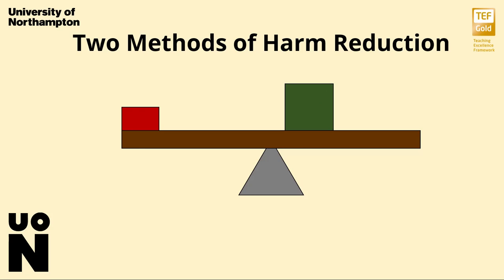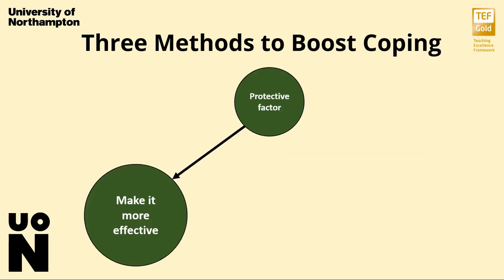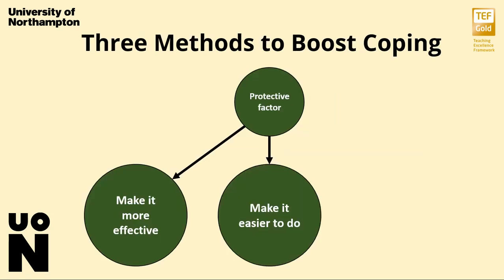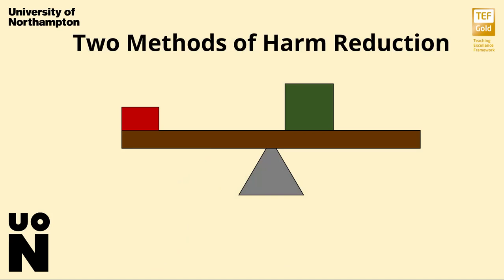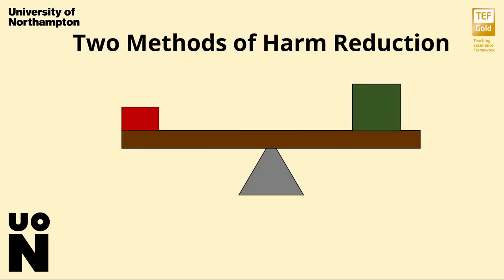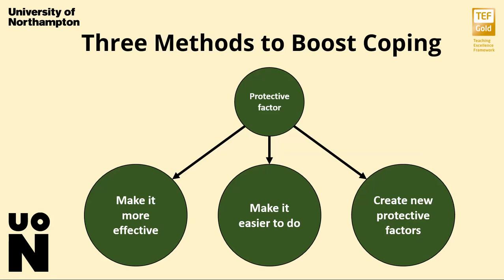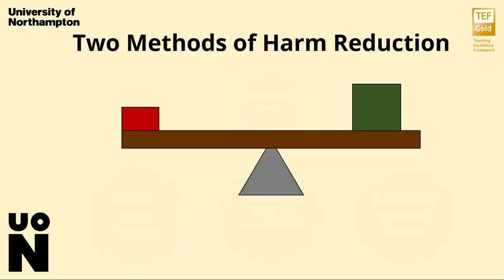The second thing we can do is we can make these coping things easier to do, which makes them more likely to happen. So if it's easier for the person to do them, they're more likely to do it, and that pushes that box out from the middle of the scale to the edge of the scale where it's more likely to manage the risk. And the third thing we can do when we're managing risk is we can create new protective factors. We can introduce new things that the person wasn't previously doing that will help. And that is just like adding an extra box to the scale.